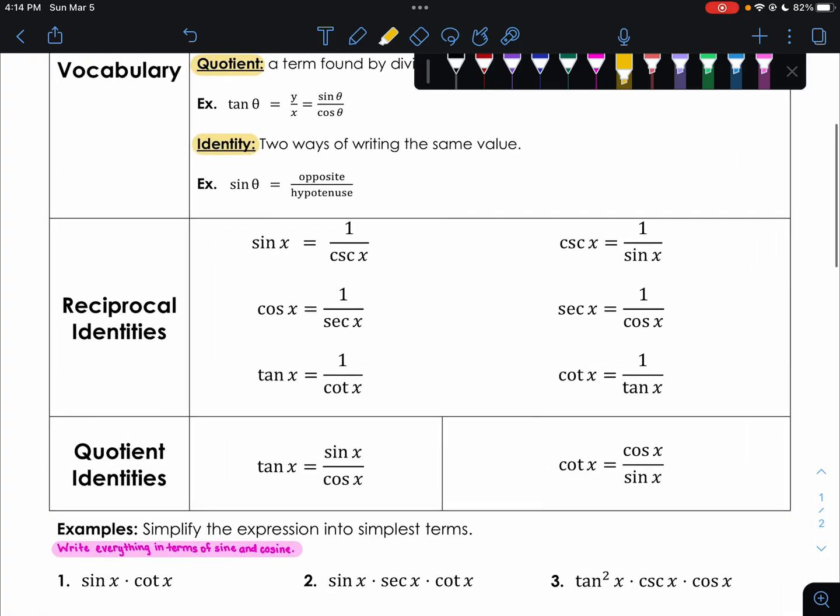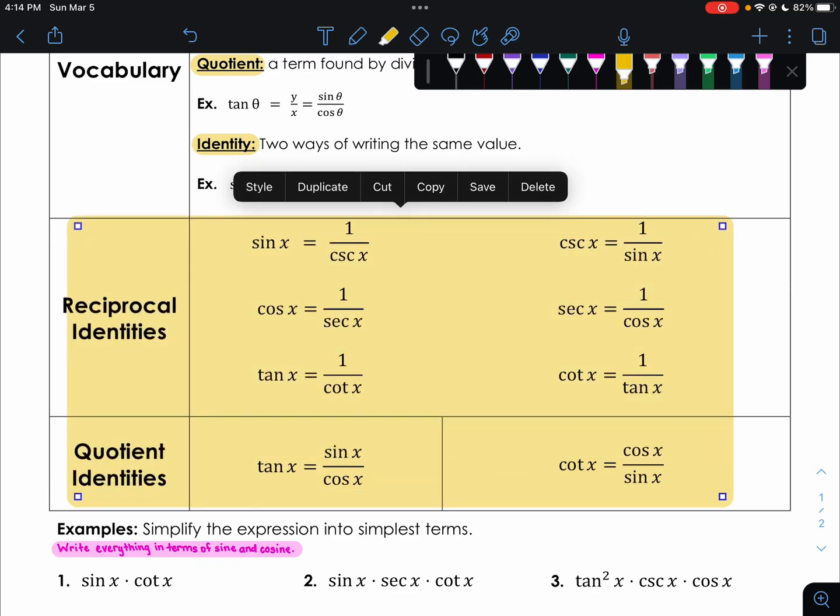So we have 6 reciprocal identities and 2 quotient identities. So these are ones that we do need to know. We need to have them memorized and we need to be able to recognize them when we see them.